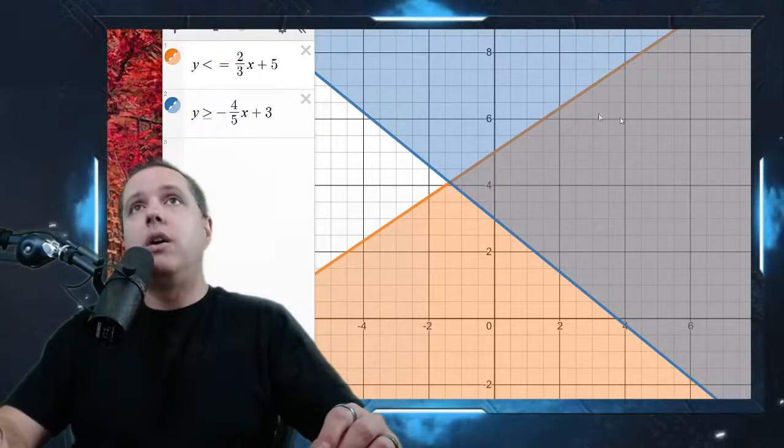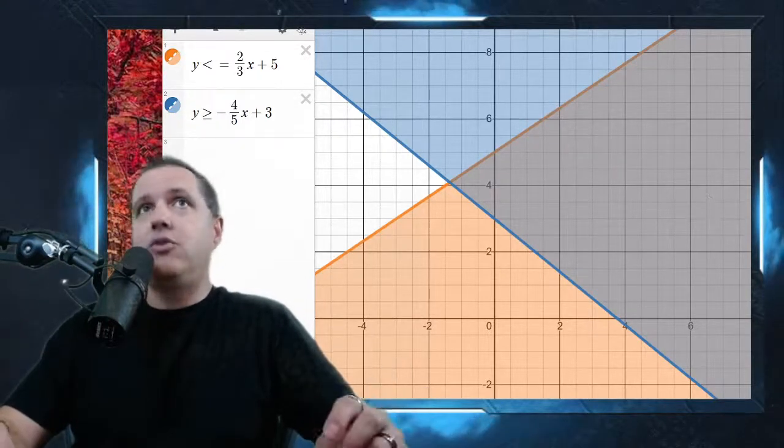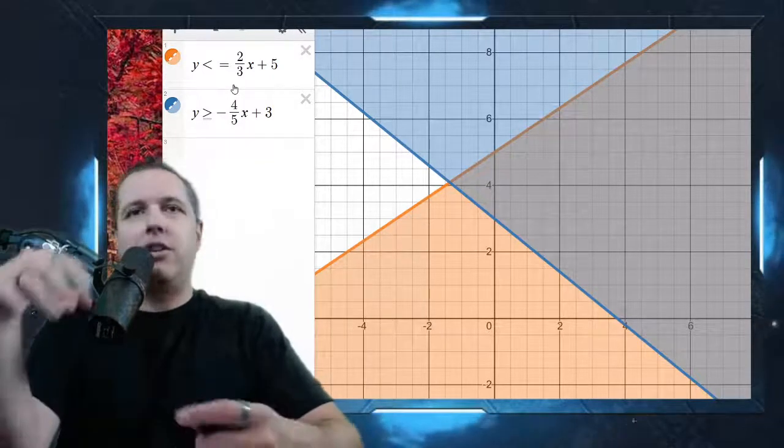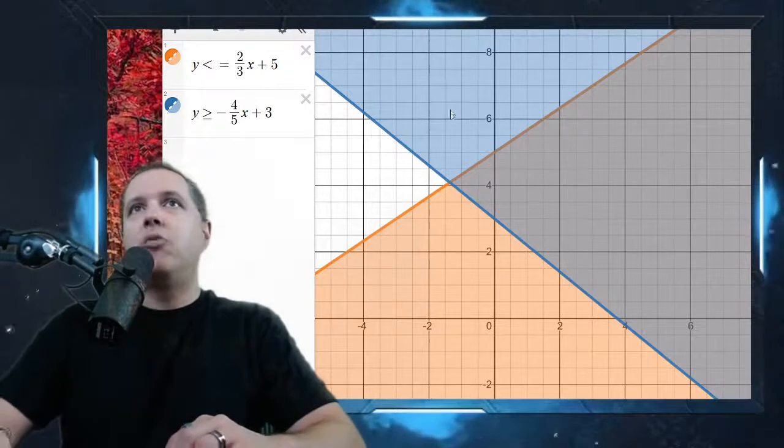So that's basically how you do this. It's not even more complicated. Like when we did systems of equations, we had to create these whole new complicated systems. With this, you don't do it.